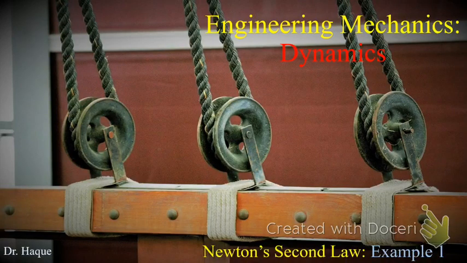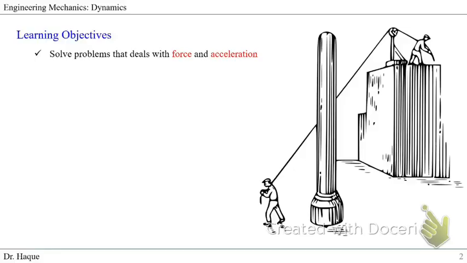Hello everyone. Today we're gonna solve Newton's second law of motion first problem. This will be our first example, and this example will include a pulley system that will use rectangular coordinates of the equation of motion, the theories that we have studied. So let's see the problem.